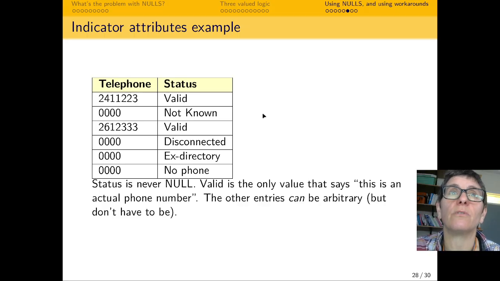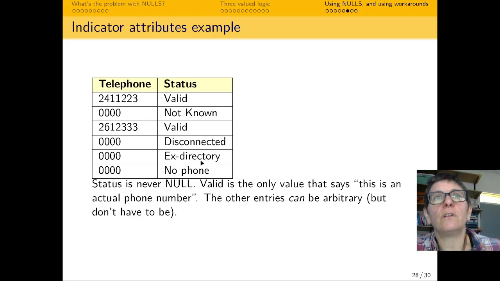And you can have examples. This is an example of how you might do that. So here's a telephone number, and the status is valid. There's an indicator value, which is 0000, and the status is not known. There's a telephone number, indicator valid. There's a telephone number, status is disconnected, X directory, no phone. So there's different things that we could mean, different things that we could know about values.